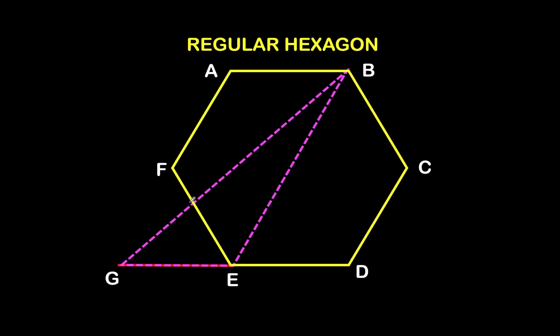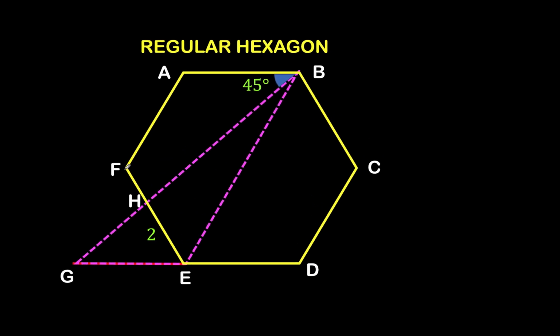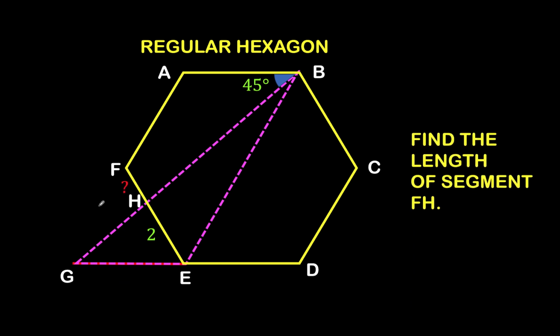And let's call the point of intersection here as point H. It is given that the measure of angle ABH is equal to 45 degrees and the length of segment HE is 2 units. Now the question is, what is the length of segment FH? You can pause the video and see if you can solve this interesting geometry problem.